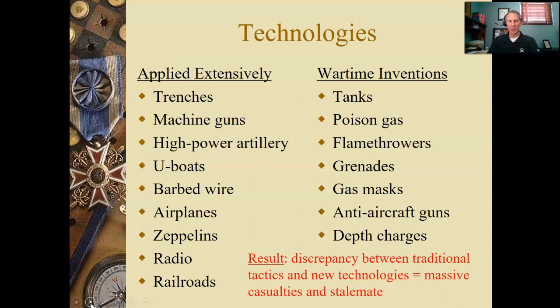So the main takeaway here is that these technologies reveal the discrepancy between traditional tactics, which were usually taught in 19th century military colleges, massed infantry assaults a la Napoleon, and the gap between that and new technologies. And this inability to sort of square that circle yielded the massive casualties, and also the stalemate, particularly on the Western Front, which is the iconic area that we think of for the First World War.